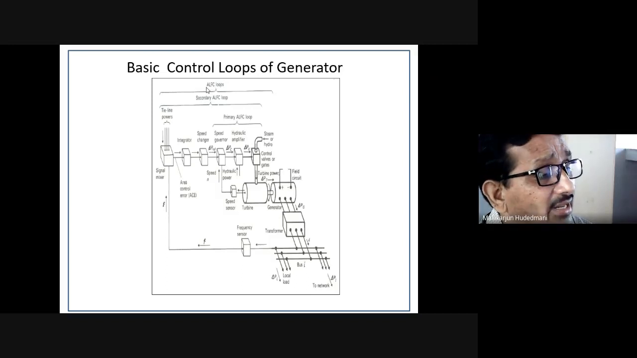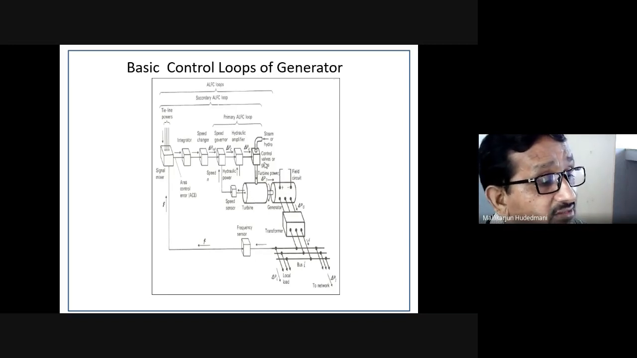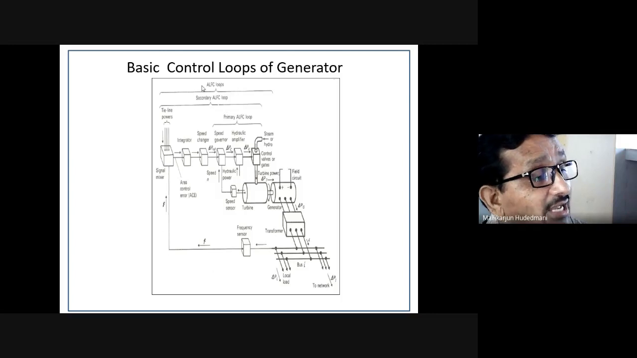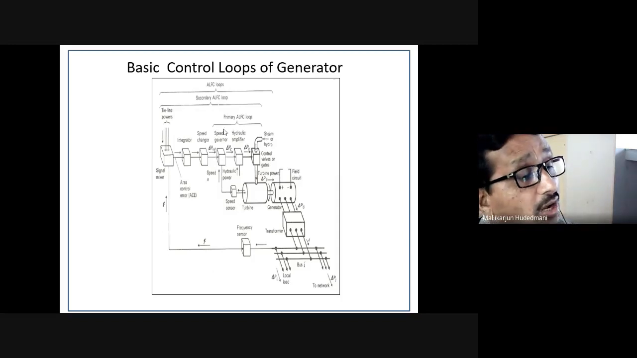That's called automatic load frequency control, because this loop acts depending on frequency. So it has to have both a primary and a secondary part, and together it is the ALFC. Therefore, we call it primary and secondary. There could be one good question on this: explain ALFC with its function.